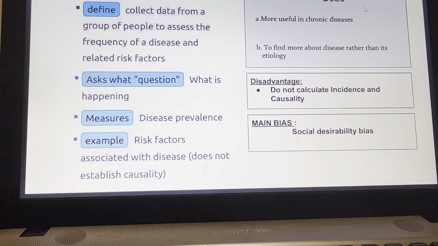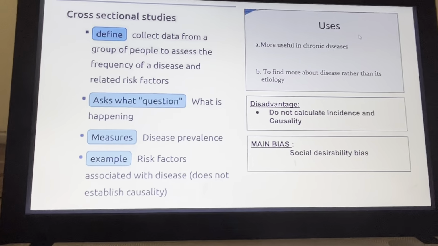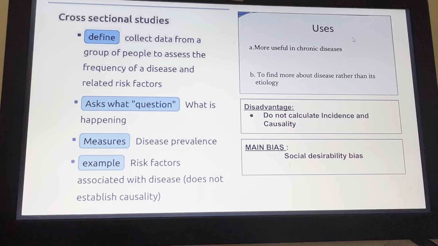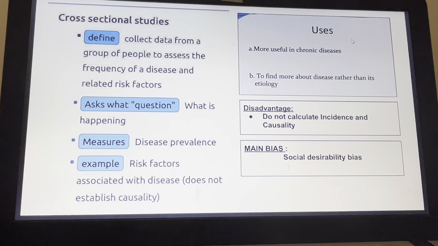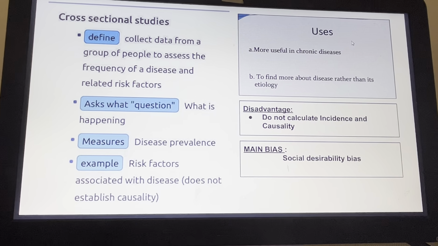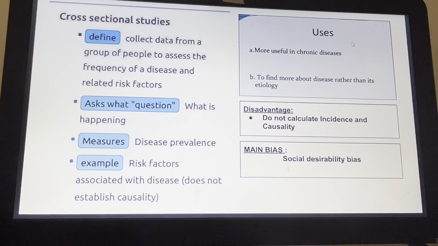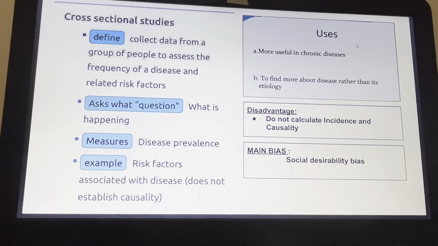So let's move first to the cross-sectional studies. First of all, for cross-sectional, they always give you the study design and will ask you which study this is. So try to pick up things like whether it's mentioning some type of risk factors, and whether the study is on a single point in time.